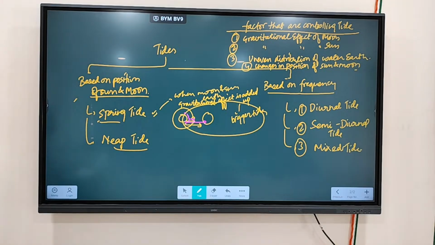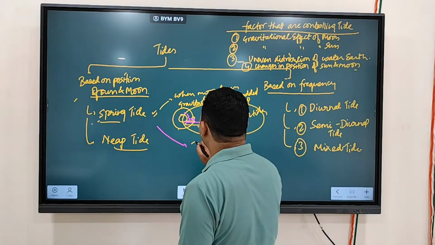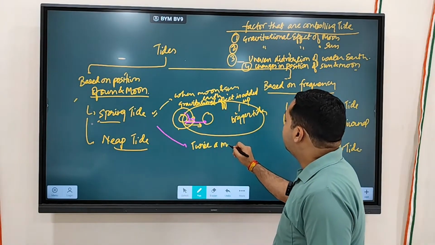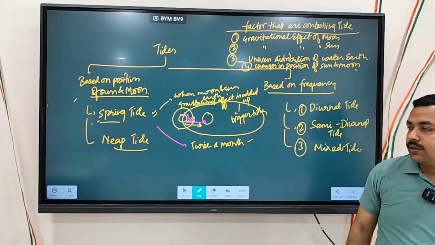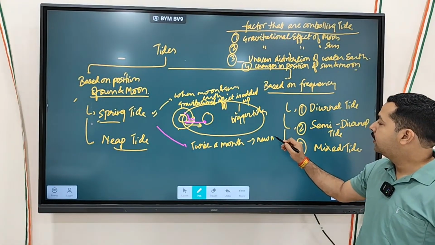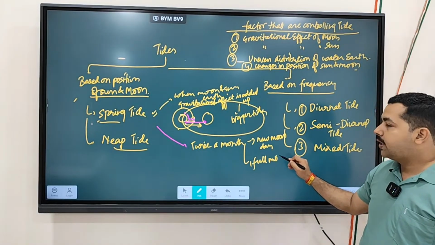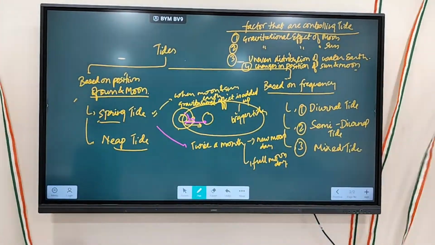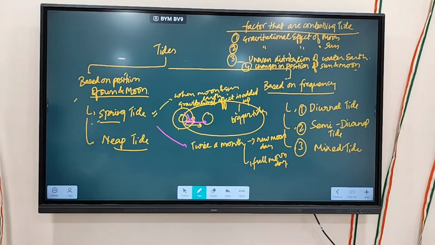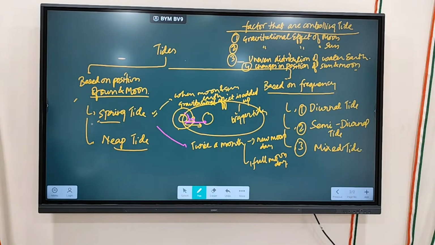Generally, spring tides occur twice a month. Why does it occur twice a month? Because the moon, sun and earth come in line twice a month, one on the new moon day and another on the full moon day. They come together twice in line with each other. That's why we get bigger tides.